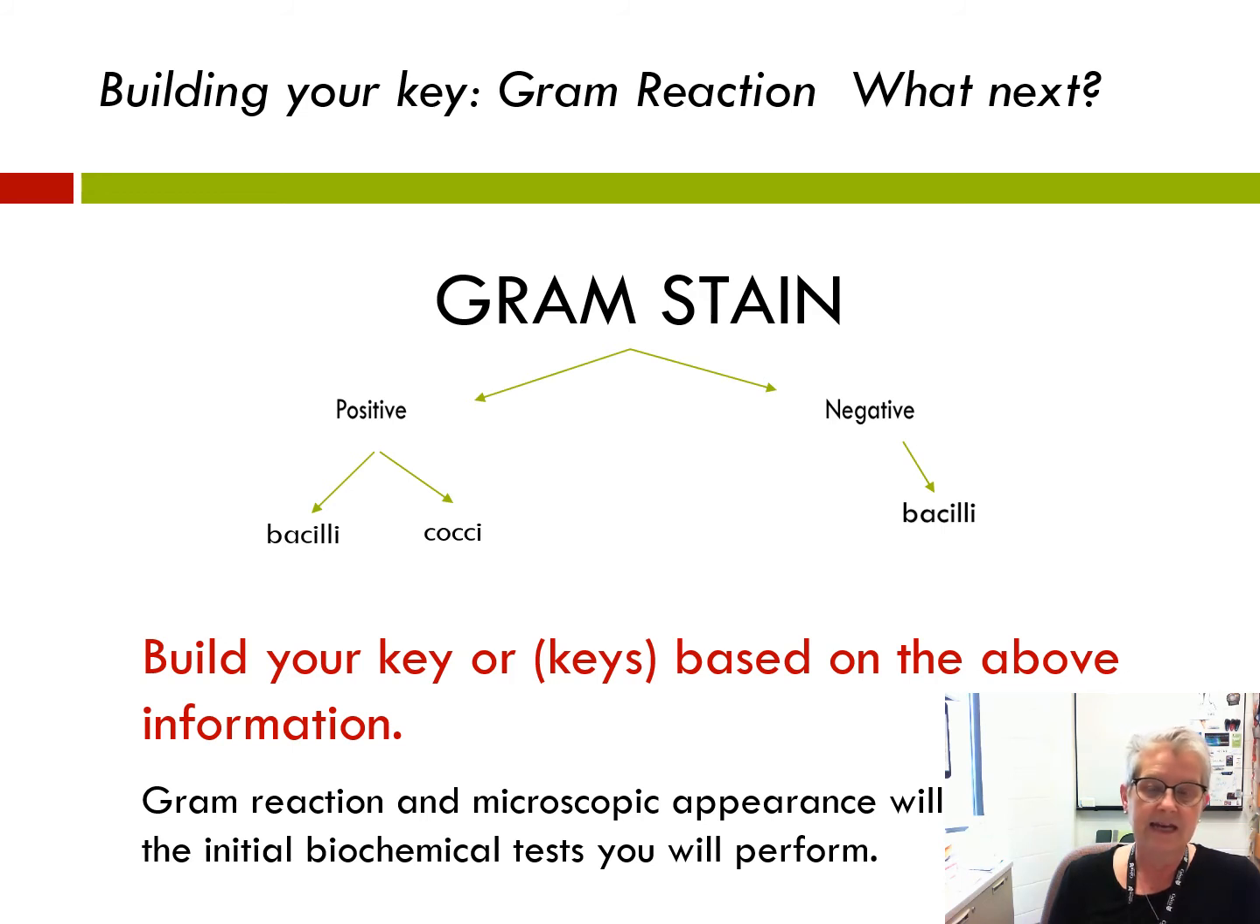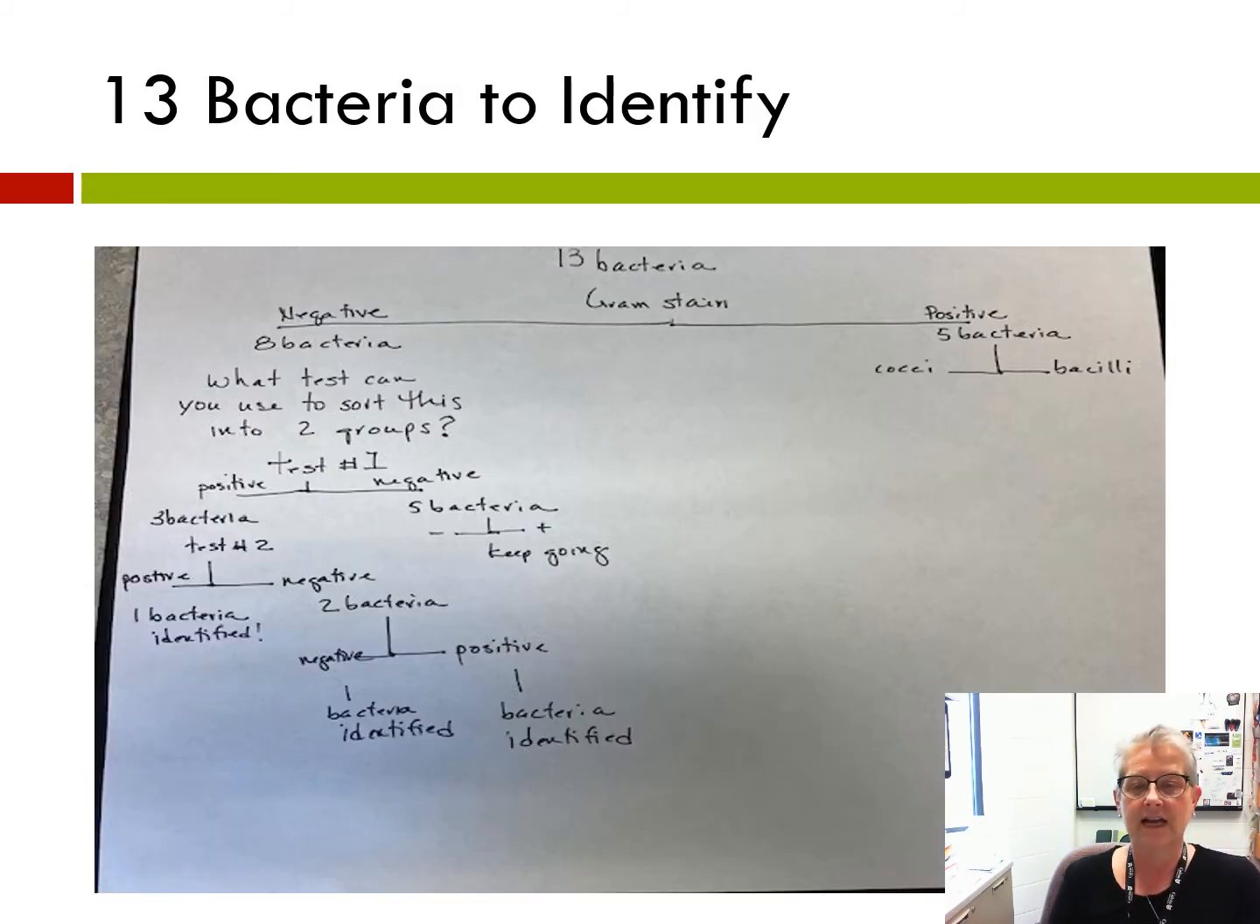But after that, now what? So here's just a little hand drawing. We've got 13 bacteria at the top. We have 5 that are gram-positive, and those sort into cocci and bacilli. We have 8 that are gram-negative. So what test can you do that will separate those 8 gram-negatives into 2 groups? After you get the results of the enteric lab that you're currently doing, look at that lab, and that might help you think about tests that would be useful for beginning to sort those 8 gram-negative bacteria into separate groups.